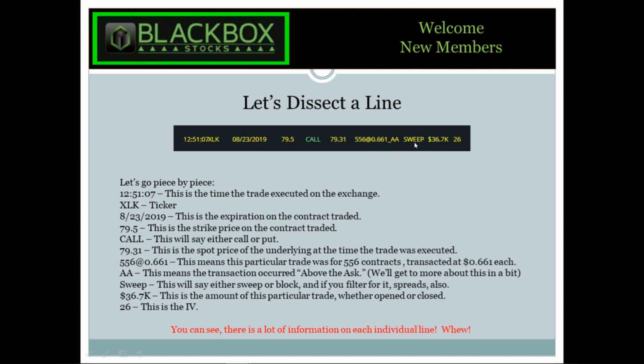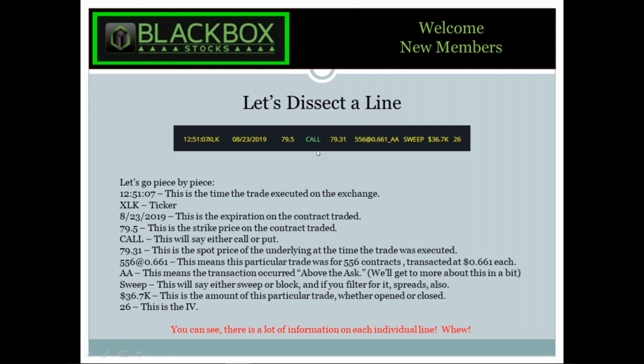Sweep, this will tell us either sweep or block. This number here is the dollar amount of the trade. And this 26 here, that's the IV on those contracts at the time this trade was placed. So you can see each line is telling us a lot of information. The color is actually giving us information about the open interest, and I'm going to get to that next. The price and the number of contracts are shown, and where in the spread it was traded.